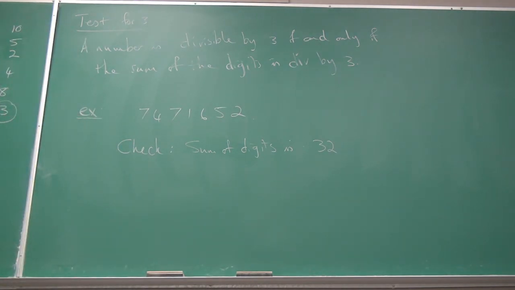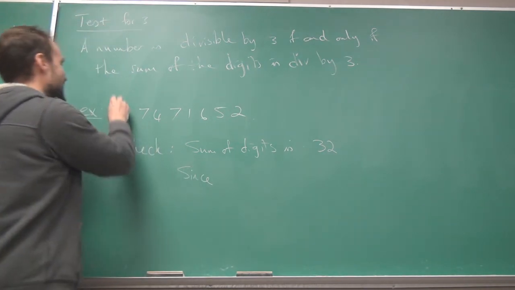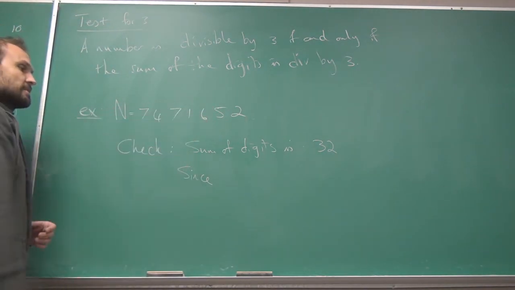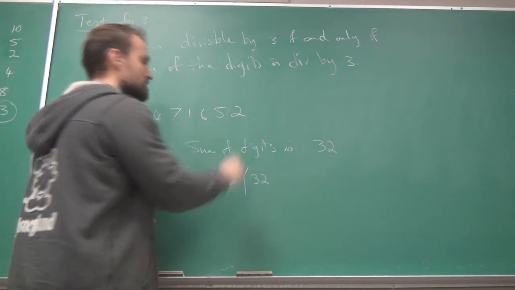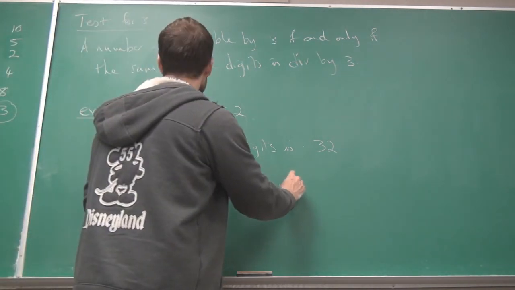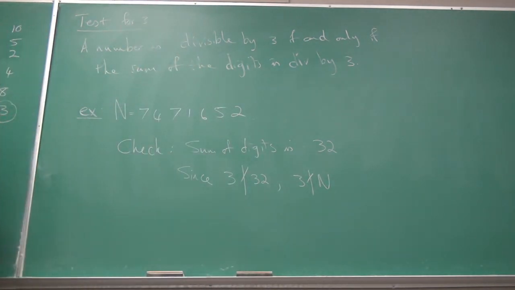Now I look, that's a small number. If the original number is bigger and bigger, the sum of the digits will slowly increase in size, but not as fast. So let's call this n, because I'm lazy. Since 3 does not divide into 32, we can conclude that 3 does not divide into my original number. It's as simple as that.